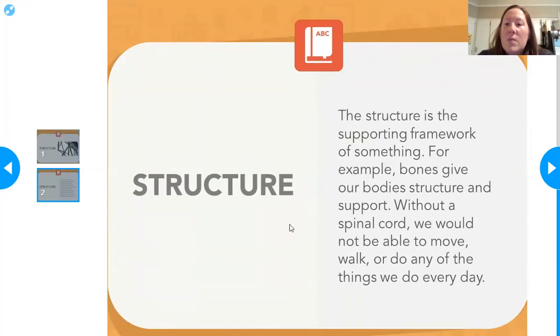The structure is the supporting framework of something. For example, bones give our bodies structure and support. Without a spinal cord, we would not be able to move, walk, or do any of the things we do every day. So even plants are going to need some sort of structure.